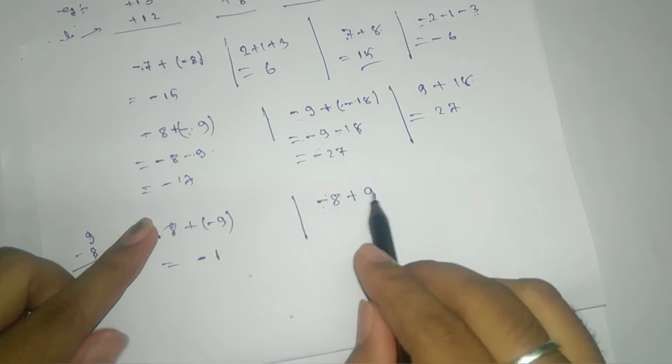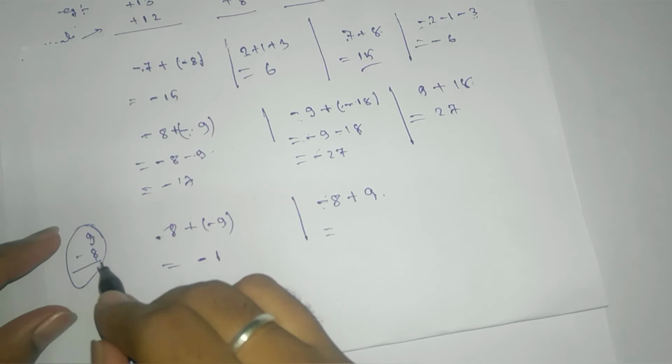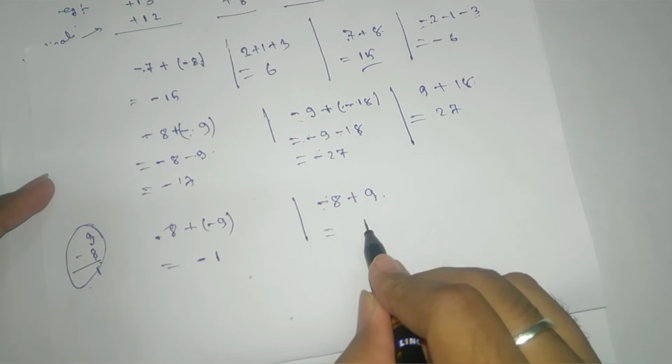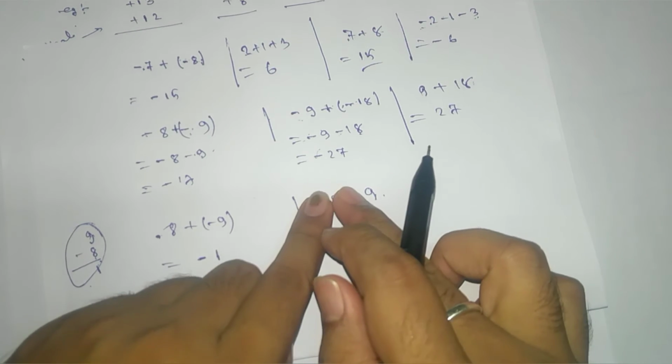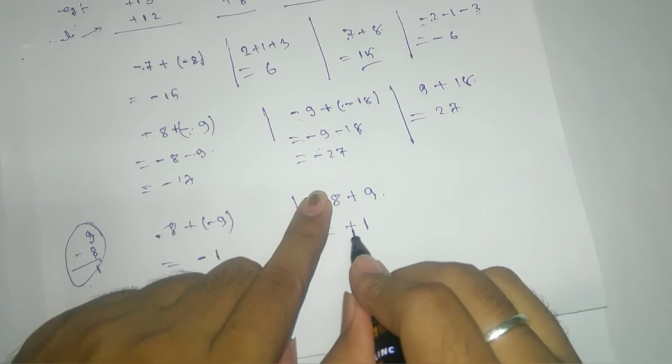Now here also both have different symbols. That means first we're going to do subtraction. From bigger to smaller, we'll do subtraction the normal way. After that, we are getting 1, and then we'll see the bigger number's symbol. So here the bigger number is this, and the symbol is plus, so we'll put plus here.